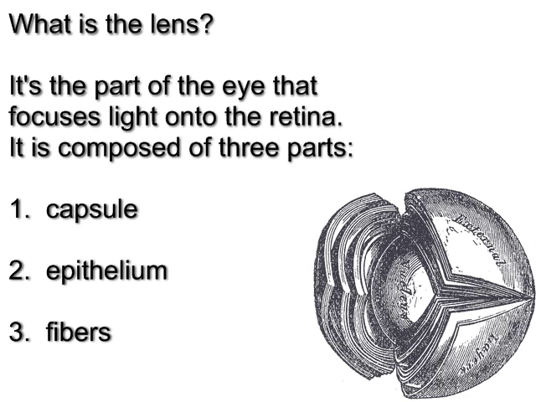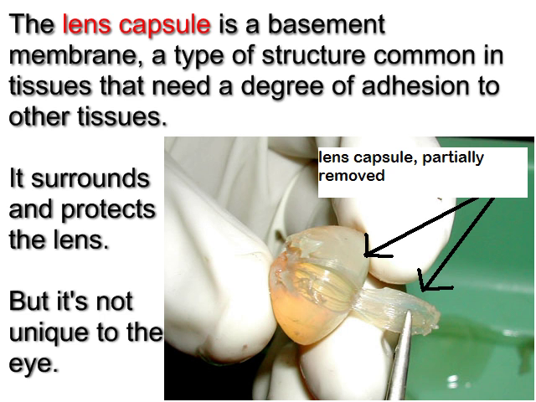It is composed of three parts: the capsule, the epithelium, and the fibers. The lens capsule is a basement membrane, a type of structure common in tissues that need a degree of adhesion to other tissues. It surrounds and protects the lens, but it's not unique to the eye.